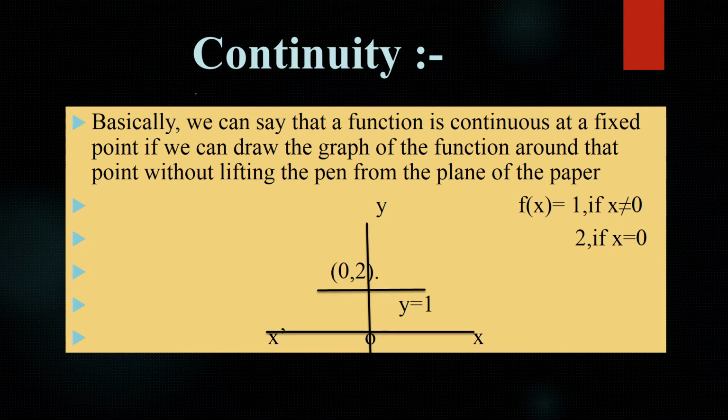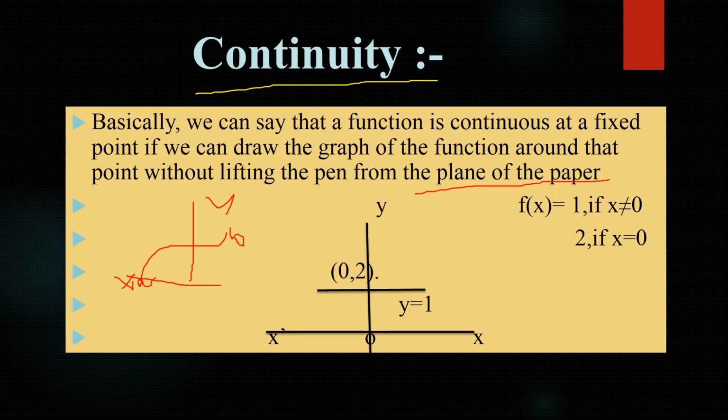Again, continuity. Basically, we say that the function is continuous at a fixed point if we can draw the graph of the function on the plane of the paper without lifting a pen. Suppose here is an x and y graph, and I make a line from A to B without lifting my pen. So this graph is continuous.